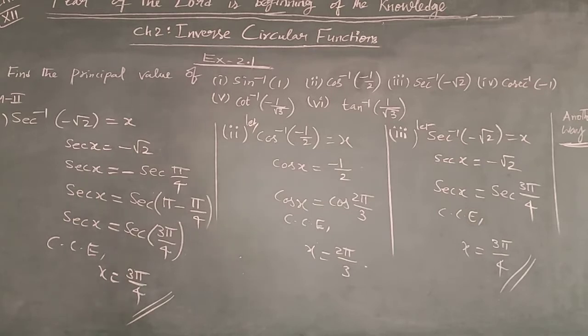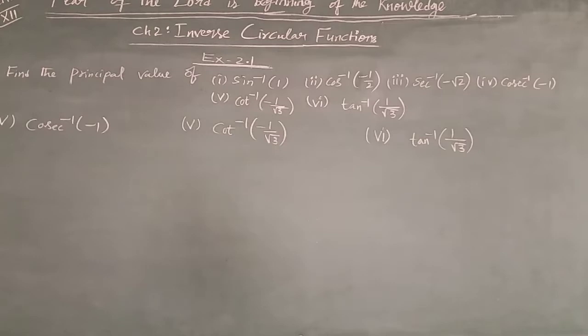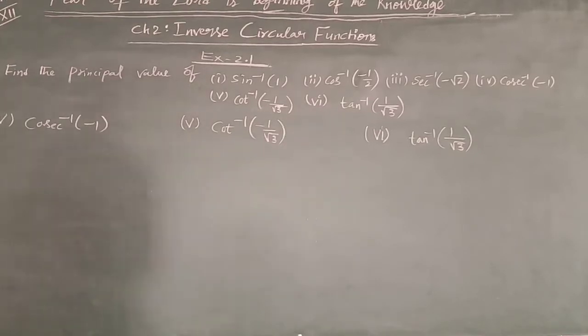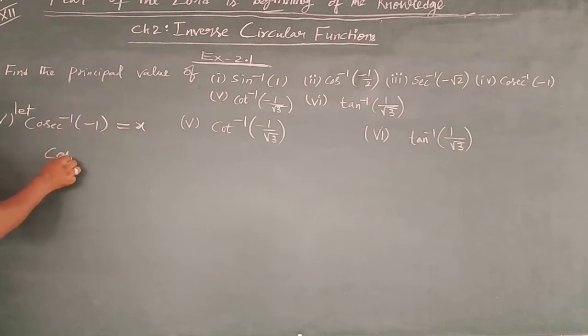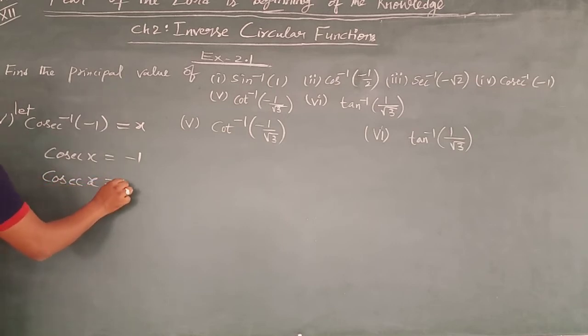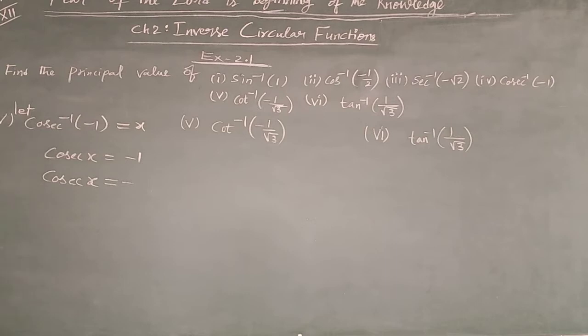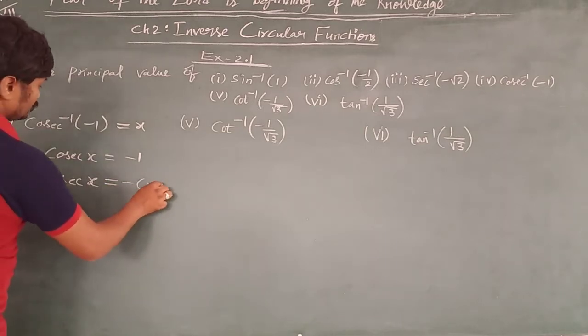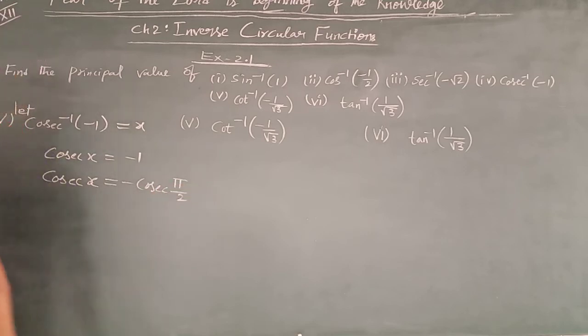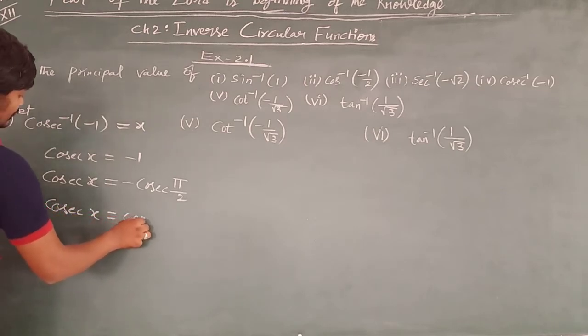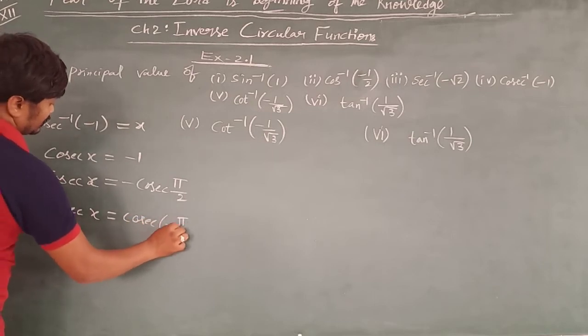Now next we are going to discuss 4, 5, 6. Alright, let's move on to the fourth one. Cosec inverse minus 1, where cosec inverse minus 1 is equal to x. Then sending that to the other side, it becomes cosec x is equal to minus 1. Then 1 is nothing but cosec pi upon 2, and minus cosec theta is nothing but cosec minus theta. So now write cosec x is equal to cosec minus pi upon 2.